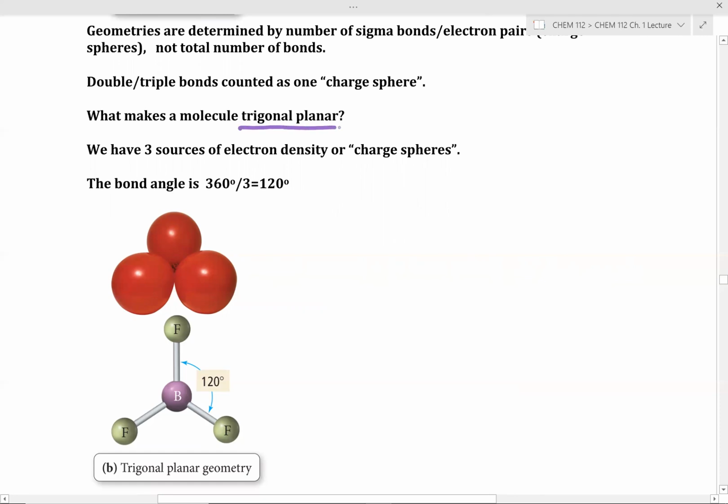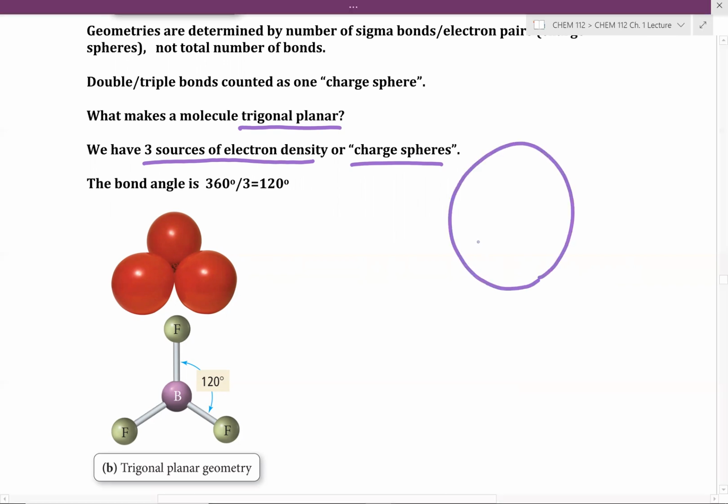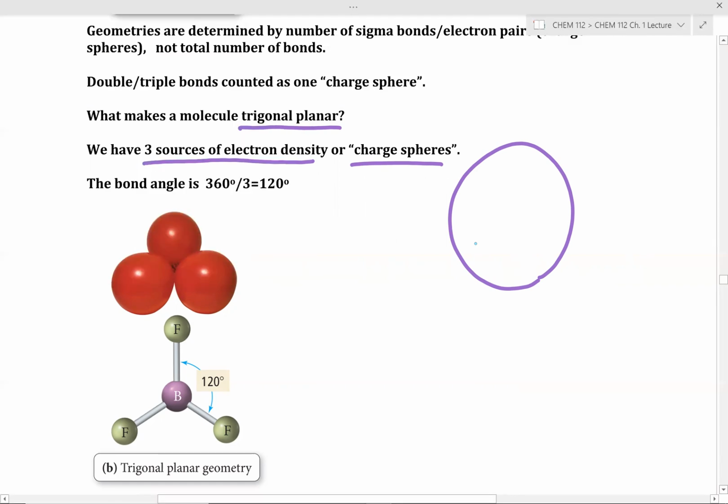What makes a molecule trigonal planar? So again, we're talking about electron pair geometry. We have 3 sources of electron density or charge spheres. And again, via the geometric proof, if we draw a circle and we draw out our 3 bonds, 1, 2, 3. So we have our 3 sources of electron density, and then we have our central atom. Let's pick aluminum for our central atom in this case. What is the farthest angle we can separate our bonds? 120. 360 divided by 3 gives us 120 degrees. So when we have a trigonal planar electron pair geometry, our bond angles are 120 degrees.